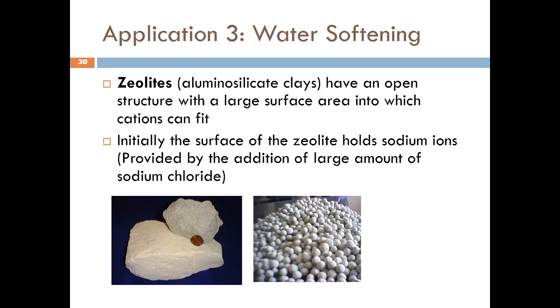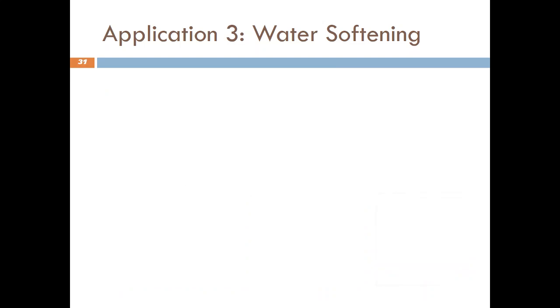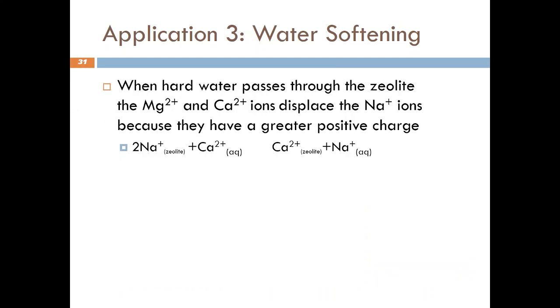And that's what zeolite looks like, apparently. If you look at a microscopic view of it, at the atomic level, you would see that the structure has a lot of holes there. Sodium ions are usually attached to it. When hard water is processed through the zeolite, the magnesium and calcium ions displace the sodium ions because they have a greater positive charge and they want to adhere to the zeolite.